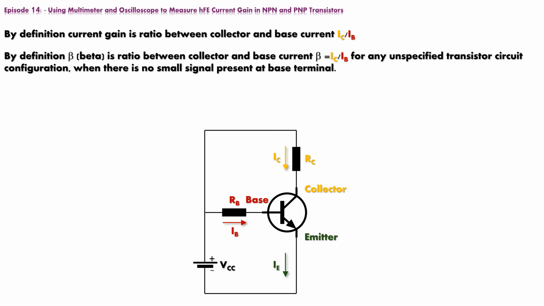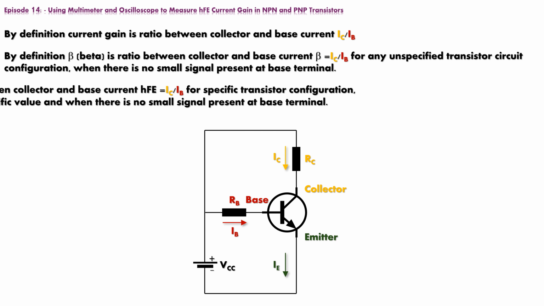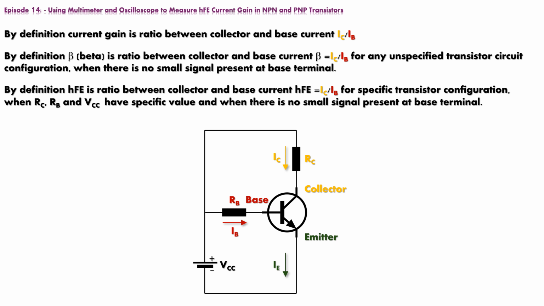Now, you may have also heard about a parameter called beta. There is an overlap and a certain amount of ambiguity between beta and hFE. In short, beta is the ratio between collector and base current for any unspecified transistor configuration. On the other hand, hFE is the ratio of collector and base current for specific values of base current, base limiting resistor, current limiting resistor and power source, when the transistor is biased in amplification mode of work.